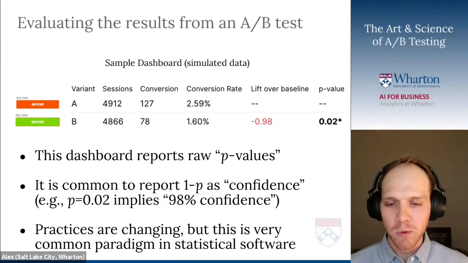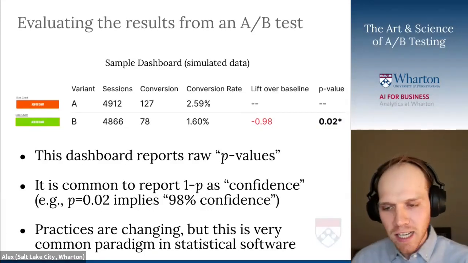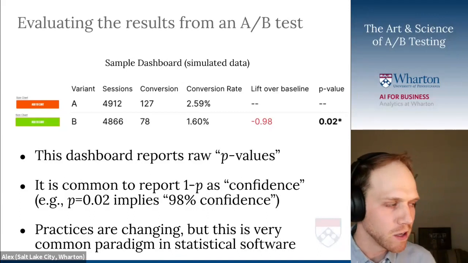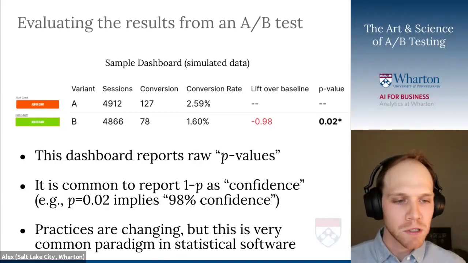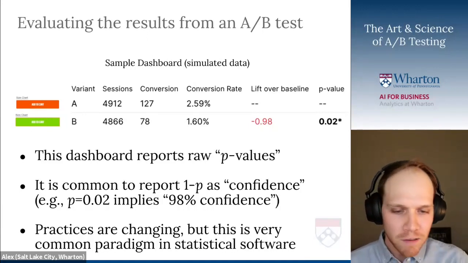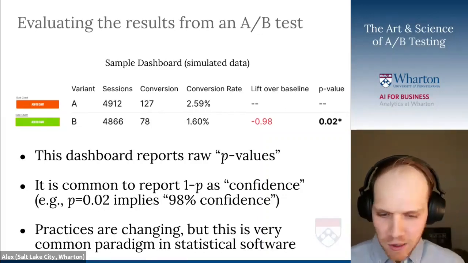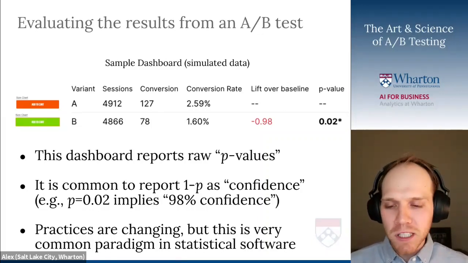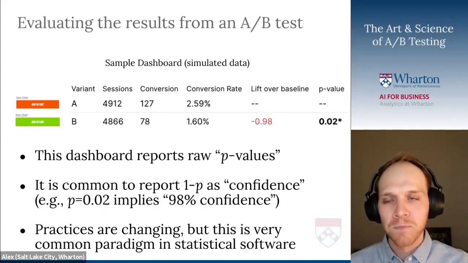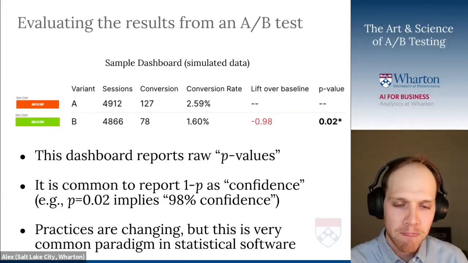You might also see this reported as what's called the quote unquote confidence, where it's fairly common for a testing dashboard to take one minus the p-value and report that as a percentage, right? So in this case, a p-value of 0.02 would correspond to a confidence of 98%. And I'm very careful to put confidence in quotation marks for reasons you'll see in a bit. I don't like using the word confidence to describe this term. So just be careful when you come across this term in the real world. But I'm going to be focusing on these classical standard statistical quantities, because this is what has emerged as standard practice in a lot of A/B testing software.